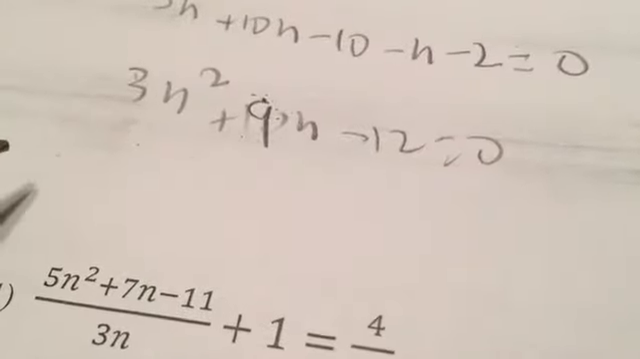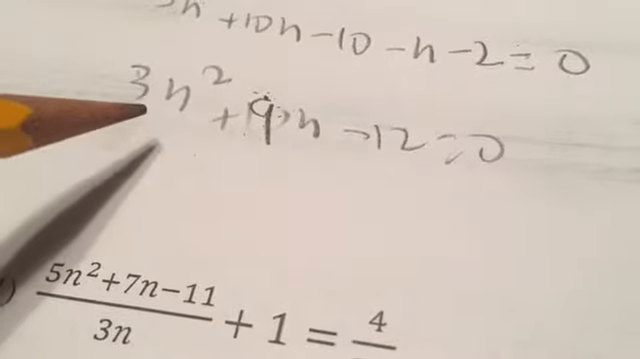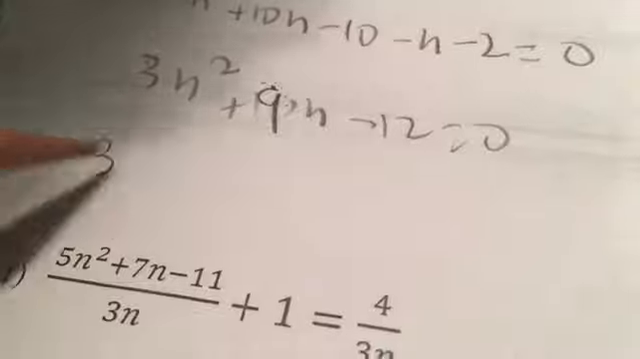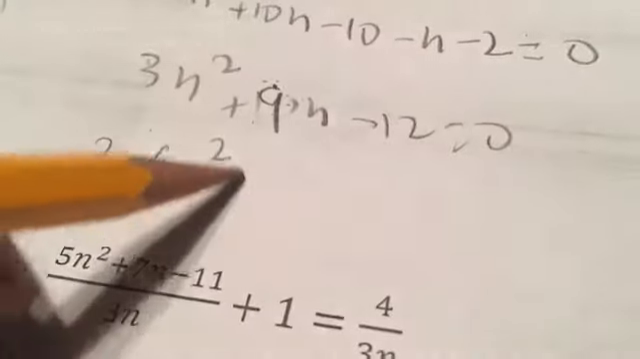Now they all have what in common? N, but at the same time, this is a second degree, right? But I can pull out a 3, correct? If I pull out a 3, I'm left with what? N squared plus 3n minus 4 equals 0.